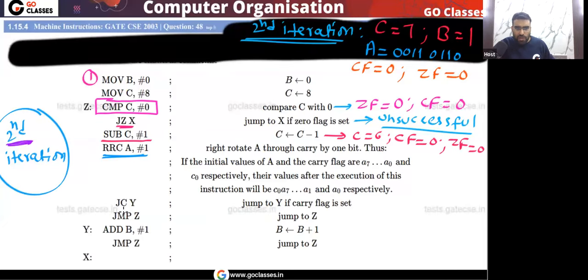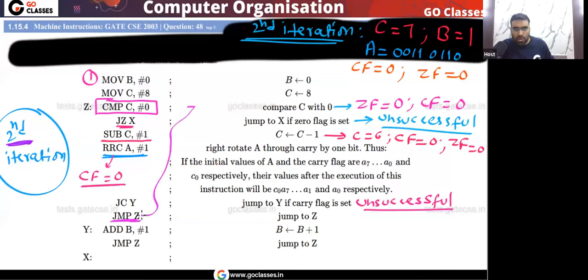Very simple. Now tell me what will happen. The carry flag, you already know, has become 0. So this condition will be unsuccessful because it is saying jump to Y if carry flag is set. So this is also unsuccessful. Because this is unsuccessful, you will go to jump Z. So directly from here, you will go to here. Yes or no? So you will not increase the value of b. In the second iteration, the value of b is not increased.